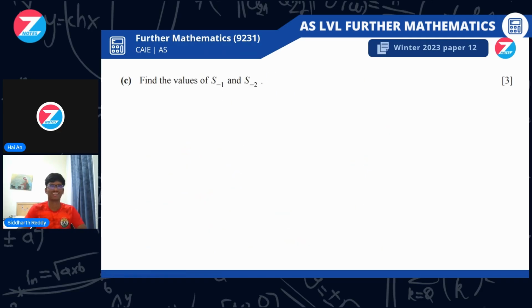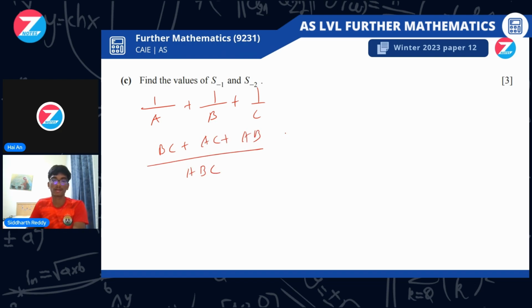Let's move to the next one. Find the values of S minus 1 and S minus 2. So that's 1 by capital A plus 1 by capital B plus 1 by capital C. Taking the LCM, we get BC plus AC plus AB divided by ABC, right? This is nothing but the roots taken two at a time, which is C by A, and this is the product of the roots, which is minus D by A.